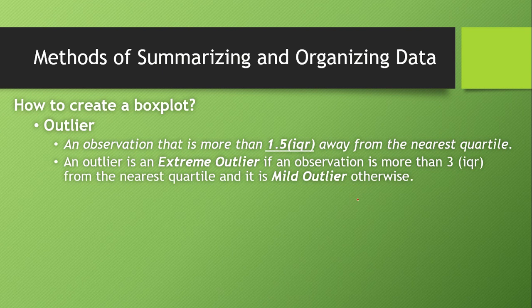Now, an outlier is an observation that is more than 1.5 the IQR. The IQR is the difference of Q sub 3 and Q sub 1. If it is more than 1.5 the distance of the IQR, then we call it an outlier. There are two types, mild and extreme outliers. Extreme is when the observation is more than 3 IQR. Otherwise, if it is only from 1.5 to below 3, we call it a mild outlier.